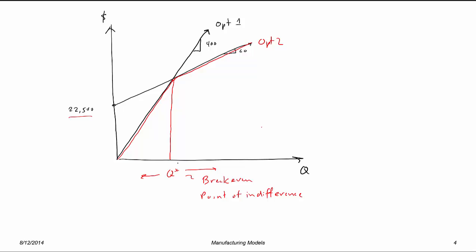The question is, how do I find the break-even point? What we're going to do is take our two cost expressions and set them equal to one another: 400Q equals 22,500 plus 60Q. If we solve this, we're going to get 340Q.